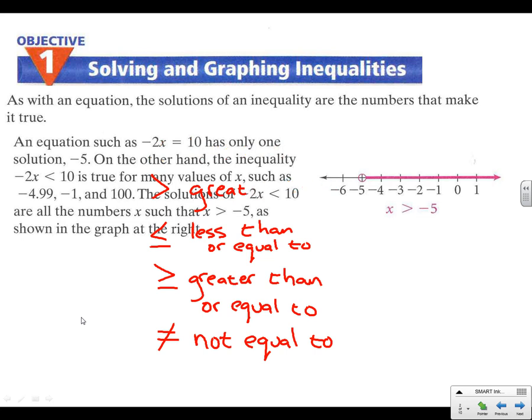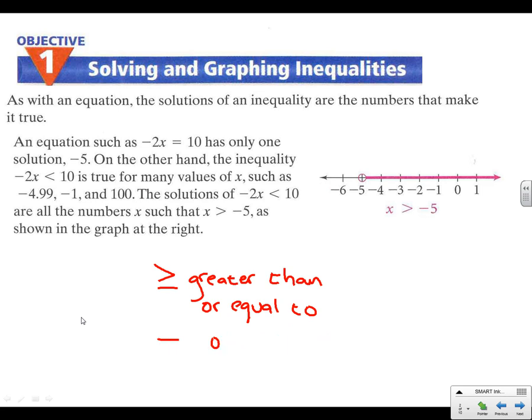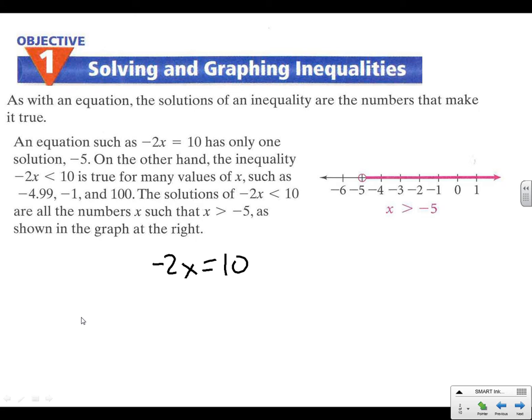For instance, if we have this equation, negative 2x equals 10, there's just one answer to that. The answer to that is negative 5, right? If we have negative 2x equals 10, we divide by negative 2, and we get x equals negative 5.